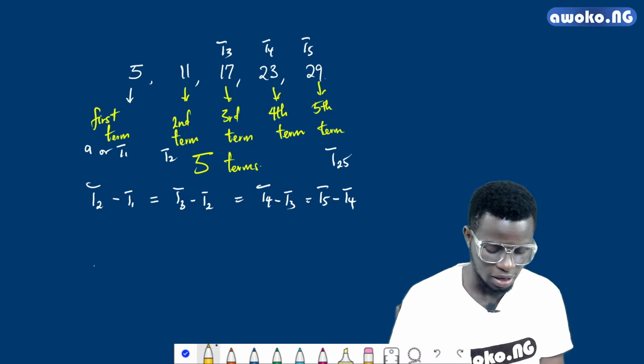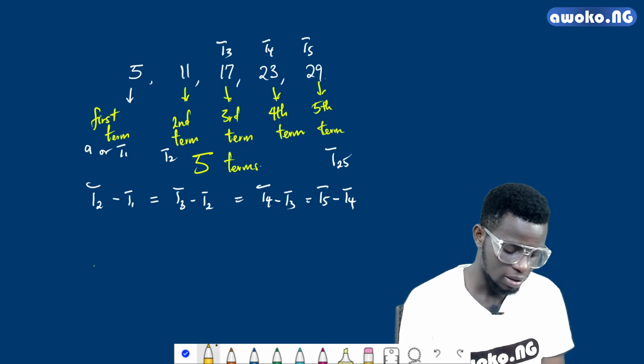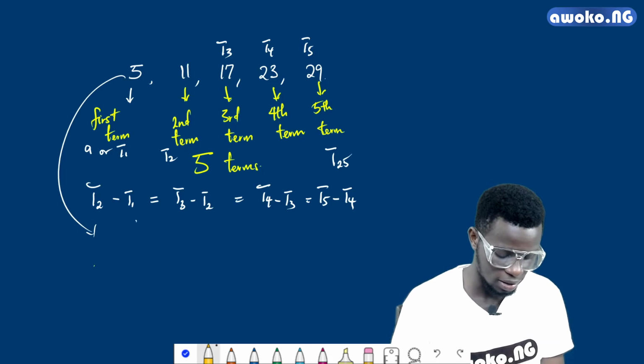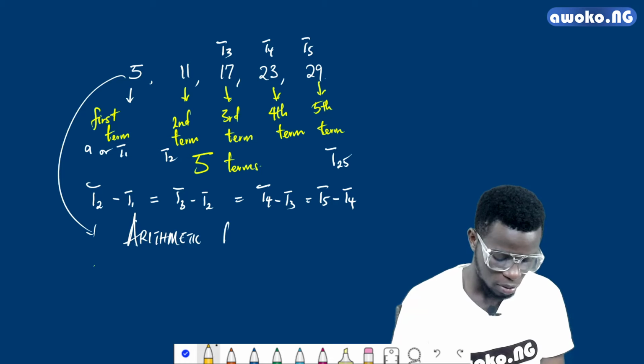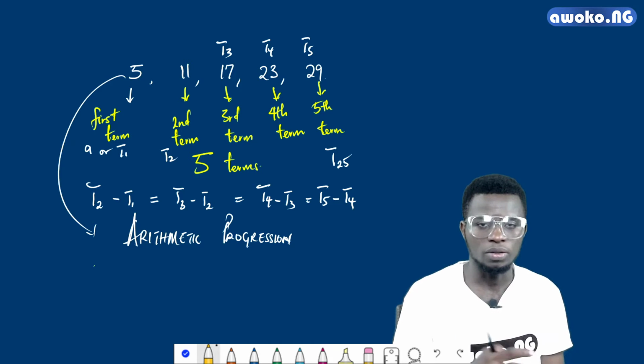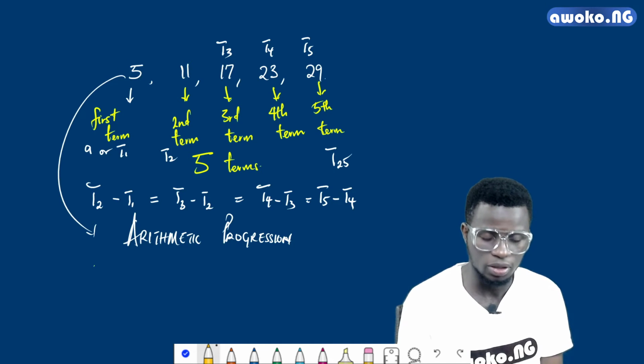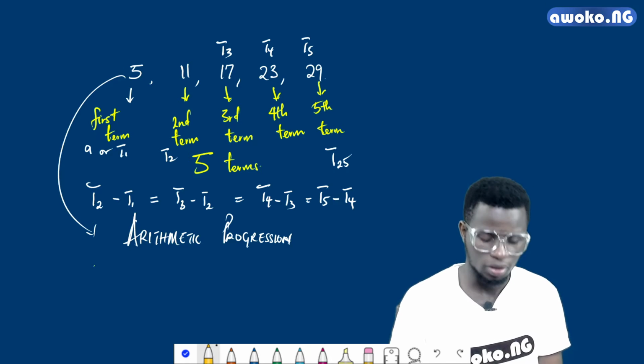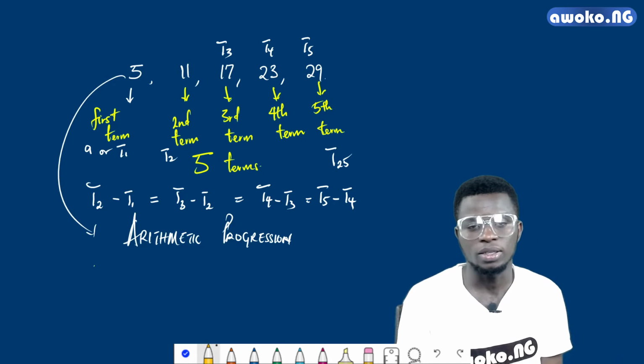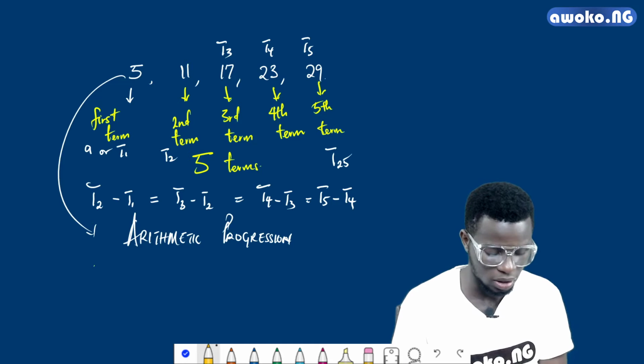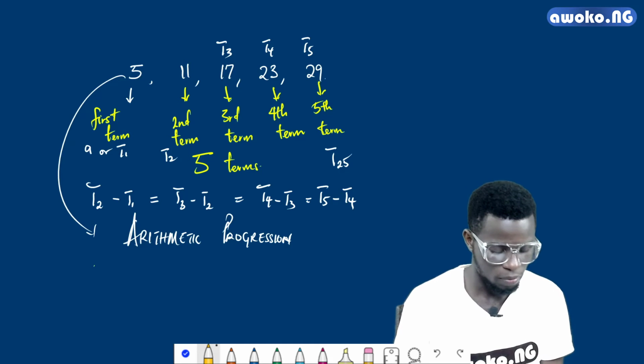If this is the same, and we have computed correctly, then we can deduce that this sequence is an arithmetic progression, because the decrease or increase in the consecutive terms of this sequence are the same throughout. So when this occurs, we say that the sequence in question is an arithmetic progression.